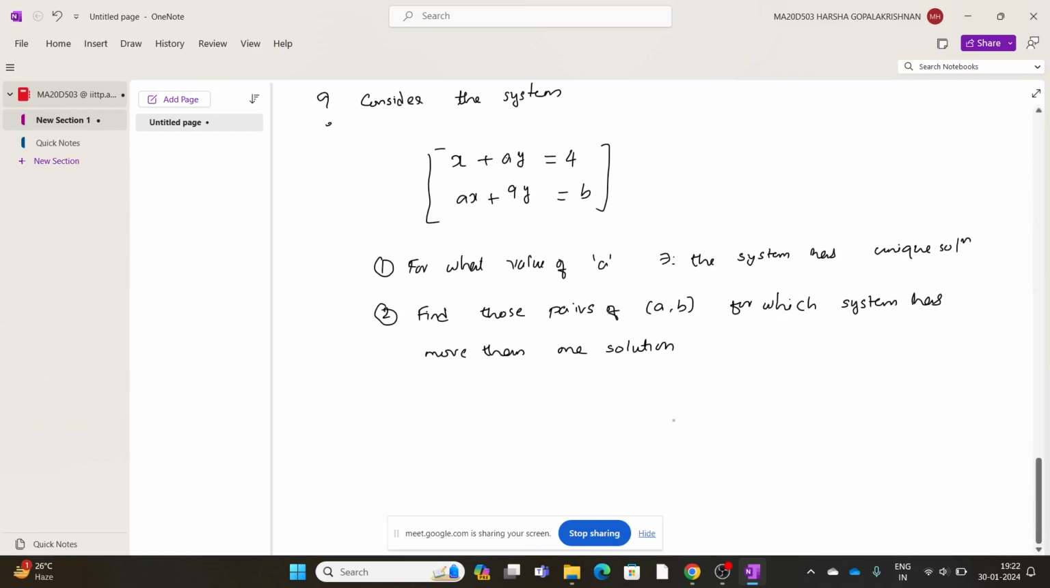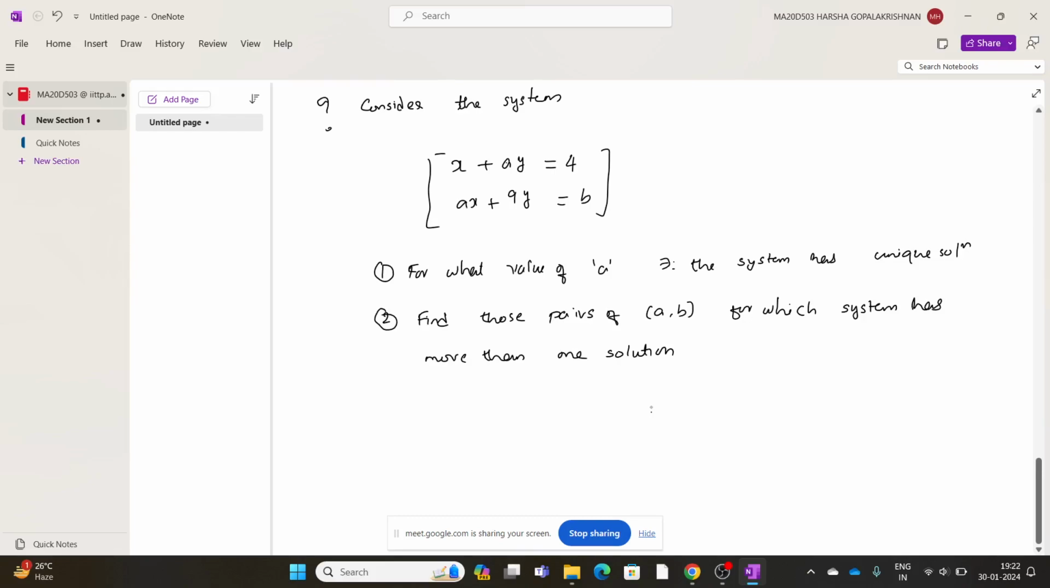Okay, so this is the second question. Find the pairs of values a, b. That is, we need to find the values of a and b such that the system has more than one solution. So if we are getting such a system, what will we do first? We will write the matrix form and then the row echelon form. So what is the matrix form here? The matrix (1, a; a, 9) times (x, y) equal to (4, b). This is our equation in the matrix form.